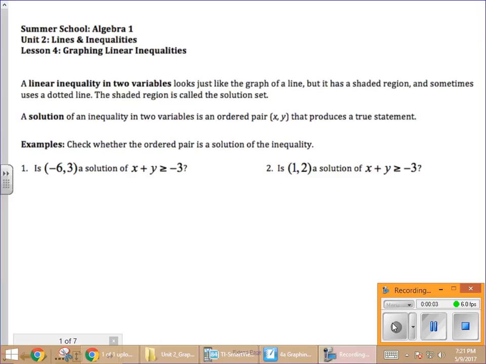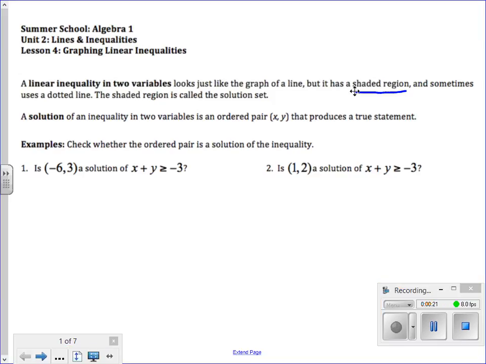This is the Algebra 1 Summer School video for Unit 2, Lesson 4, Graphing Linear Inequalities. This is the last lesson of Unit 2. It says here that a linear inequality in two variables looks just like the graph of a line, but sometimes it has a couple different things. It's going to have a shaded region, and sometimes we're going to use a dotted line. We'll explore what all these things are and what they look like throughout this lesson of notes.